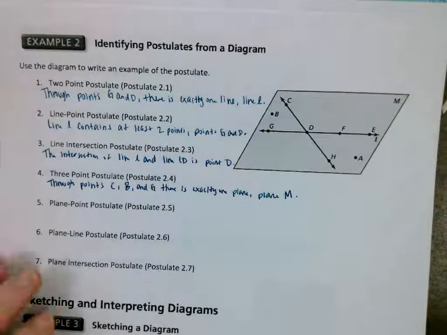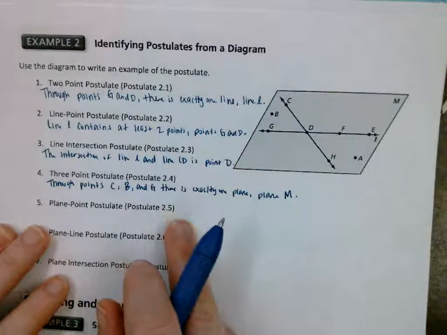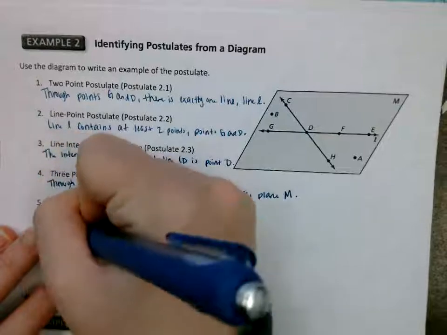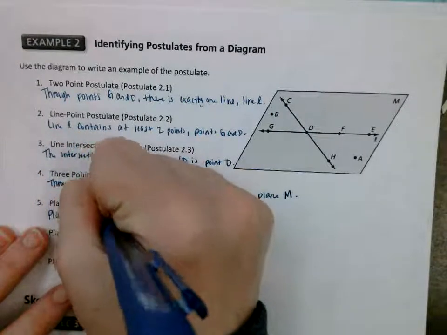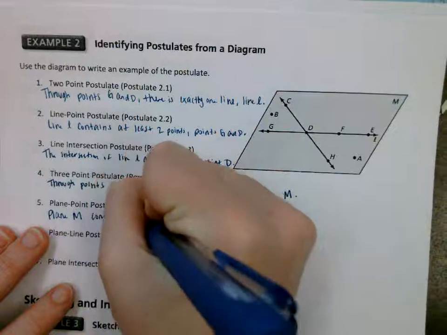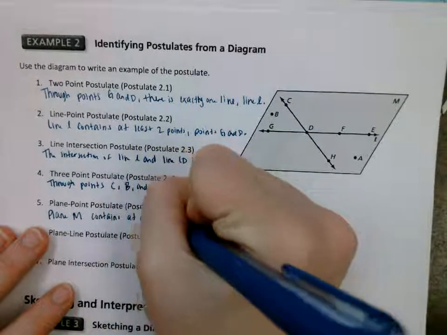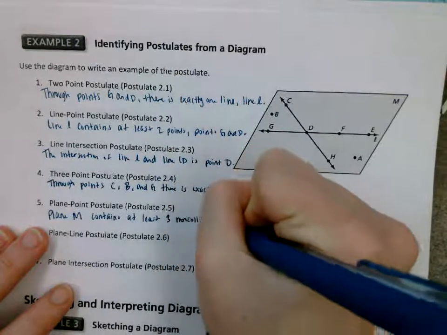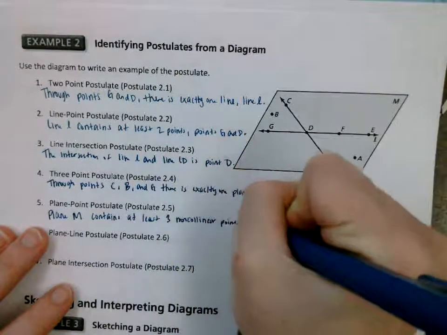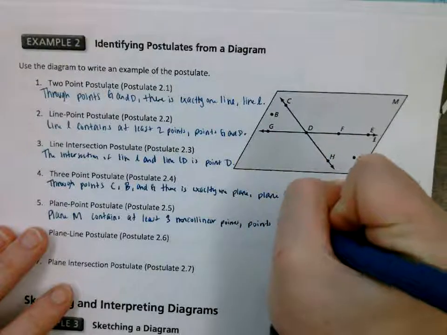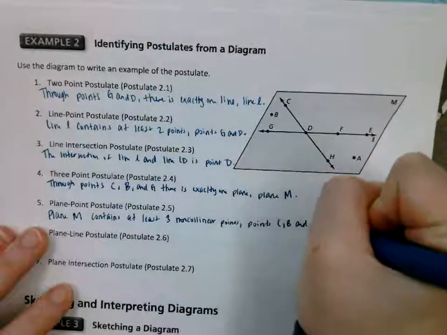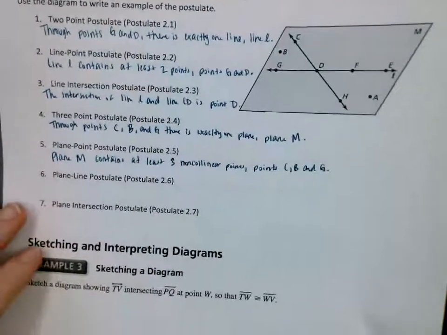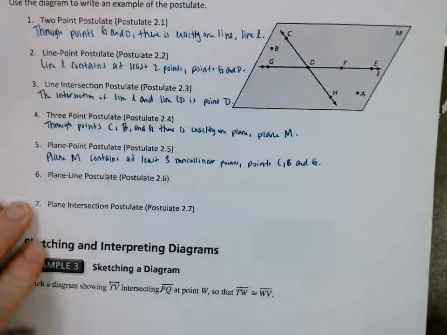Keep going down the line here, then 2.5, okay, plane M contains at least 3 non-collinear points, points C, B, and G. Okay, make sure you are writing the exact same sentences that they have here or it will not be correct.